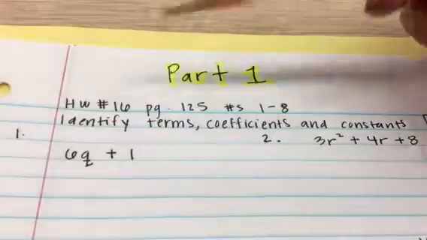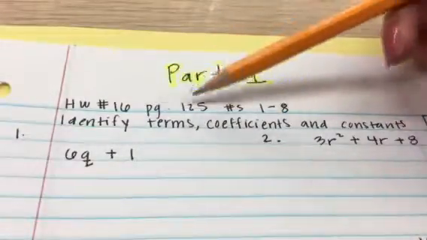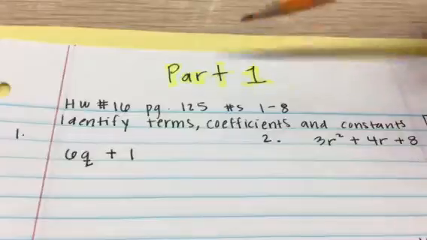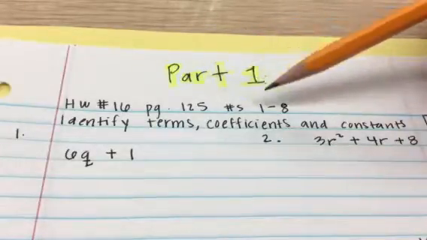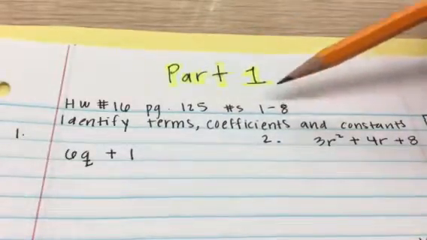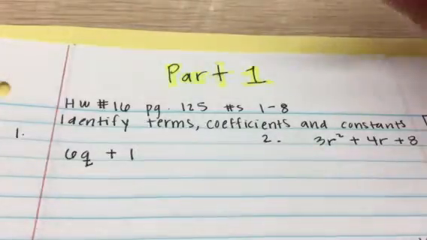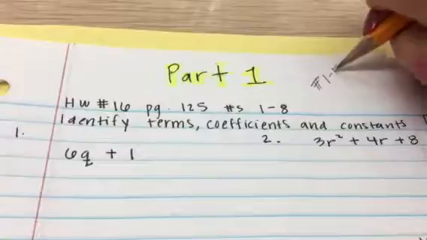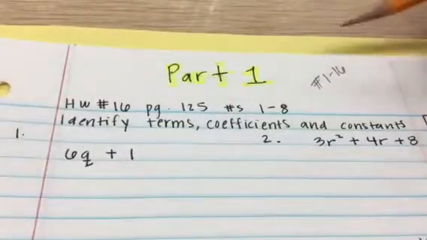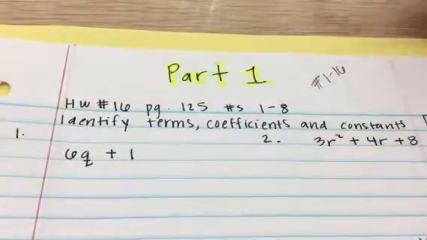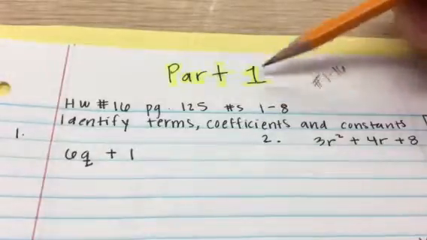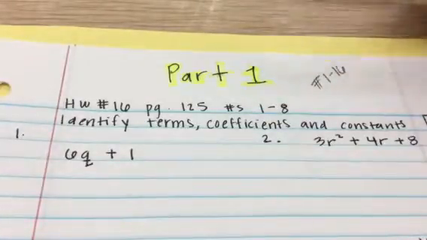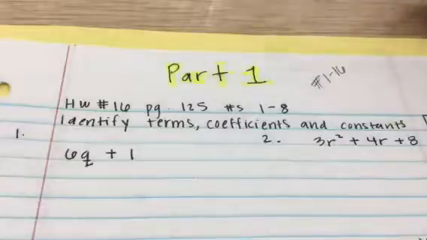So this is homework number 16, page 125, numbers 1 through 8, and it's part 1. So we're only going to do numbers 1 through 8 of the whole homework. Originally this homework is problems number 1 through 16, but we're only going to solve 1 through 8 in part 1. So let's go ahead and get started with the first problem.